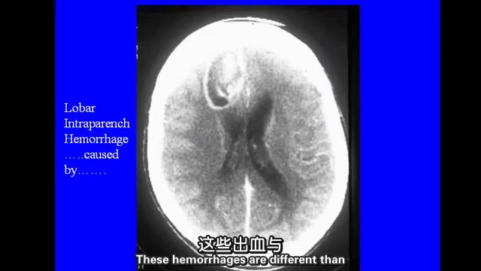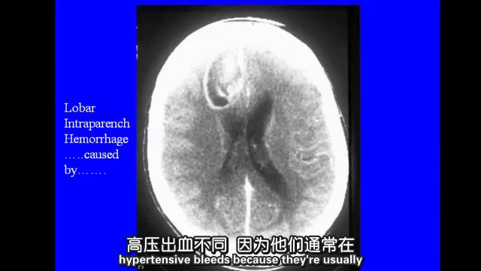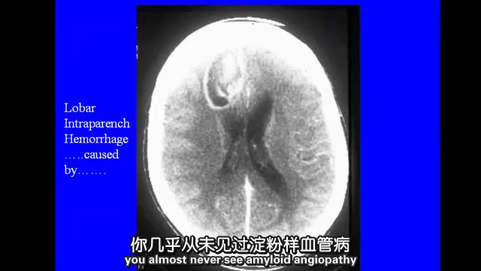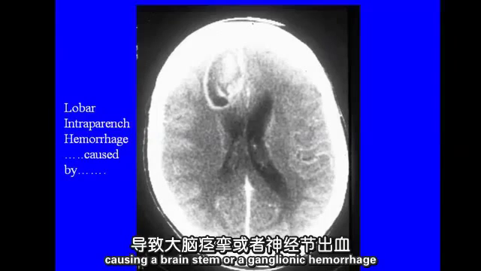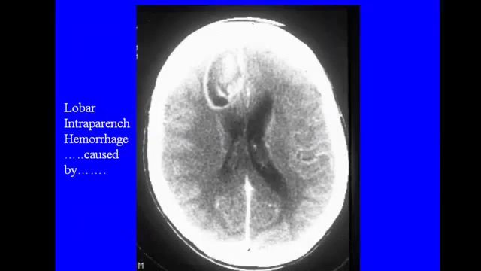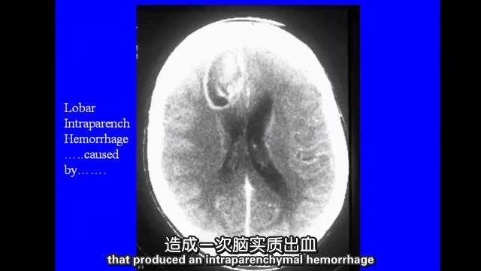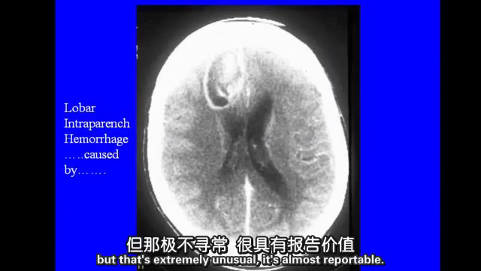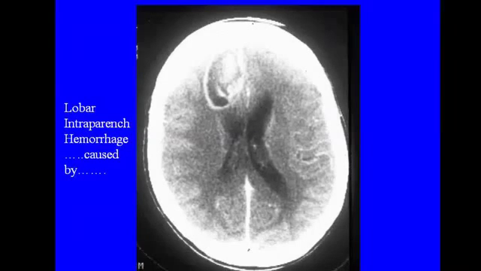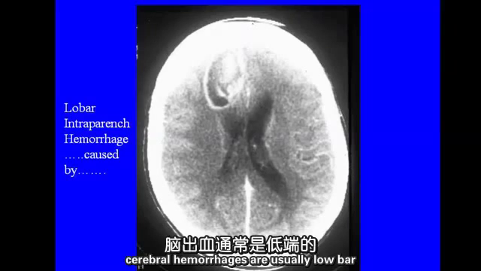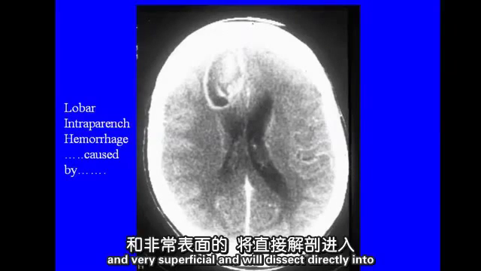These hemorrhages are different than hypertensive bleeds because they're usually peripheral or lobar hemorrhages. You almost never see amyloid angiopathy causing a brainstem or a ganglionic hemorrhage, but there have been rare examples of severe amyloid angiopathy in the cerebellum that produced an intraparenchymal hemorrhage, but that's extremely unusual. It's almost reportable. Whereas amyloid angiopathy-related cerebral hemorrhages are usually lobar and very superficial and will dissect directly into the subarachnoid space.